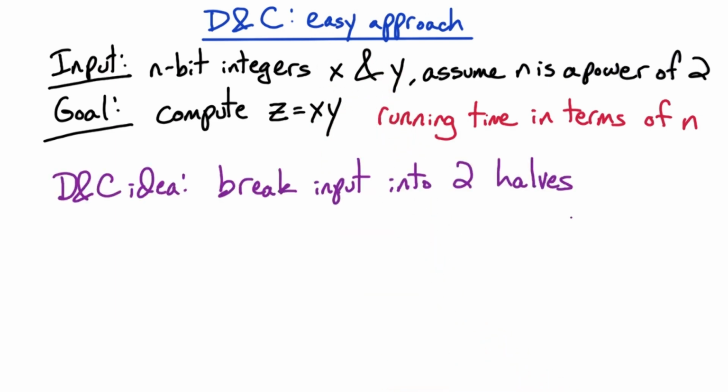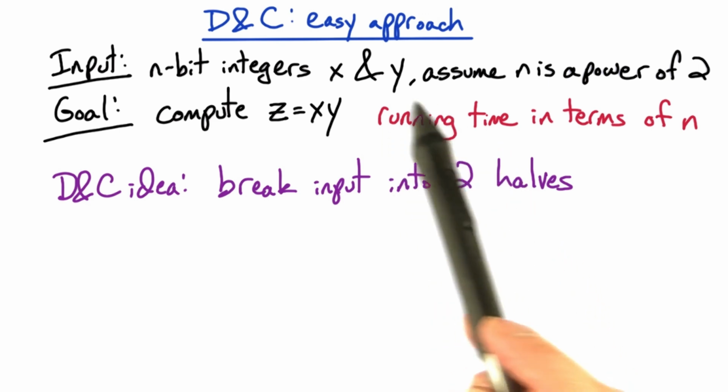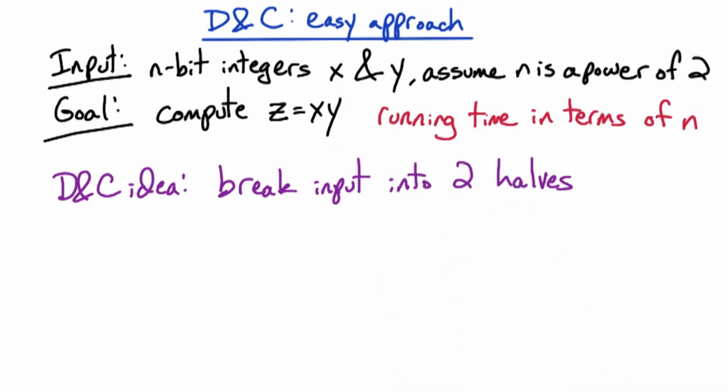Now, what's the standard divide and conquer idea? Think about merge sort. What do you do? You break the input, the n numbers that you're trying to sort, into two halves, the left half and the right half. Then you recursively solve the problem on the two halves. So for merge sort, that means sort the left half and sort the right half. And then you combine the answers together. You merge them together. Now, how do we apply that same idea here for multiplying these two n-bit integers? How do we break the input into two halves?